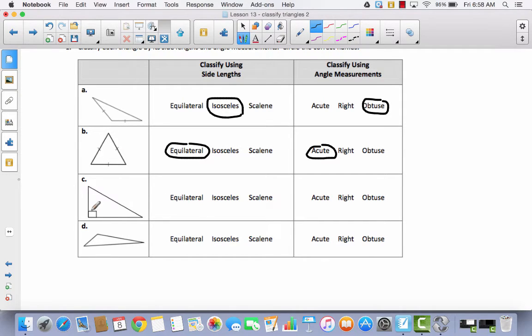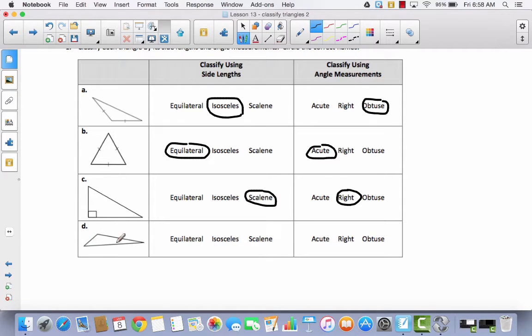Now, look at this one. None of these sides look equal. There's no tick marks. So if there are no equal sides, we call it scalene. And then based on its angles, it has this one special angle, so we call this a right triangle. All right, try to do this one by yourself and then come back.